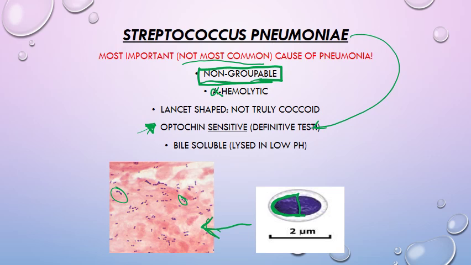Another way that you can differentiate it is bile solubility. I talked about that as well in the viridans streptococci video. Basically it will be lysed by bile, whereas the viridans streptococci will not. That is one way that you can differentiate the two organisms. It's not typically done. We don't typically have a whole bunch of bile just hanging around in the lab, but theoretically that is a way that you could differentiate Streptococcus pneumoniae from the viridans strep.